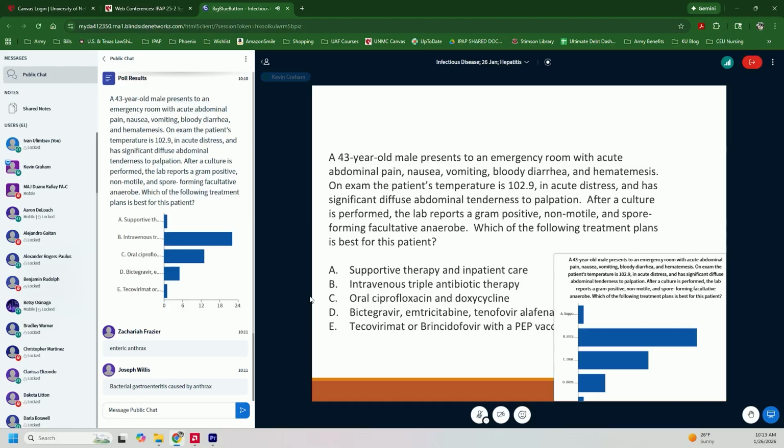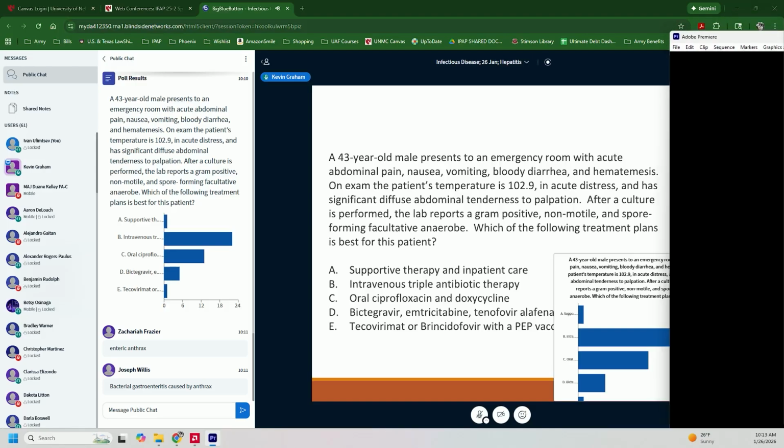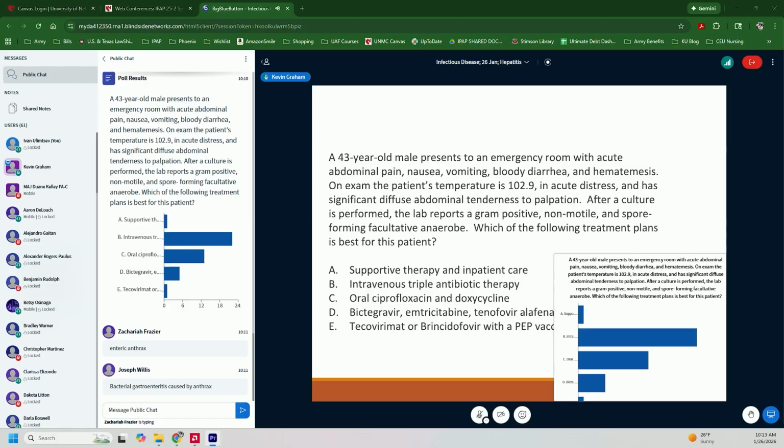Now, supportive therapy and inpatient care, is that helpful in this individual? Absolutely. If we get them into the inpatient setting of the hospital, give them IV fluids, we can help them. But in this case, this person doesn't need just 1 but 3 antibiotics to cover the bacteria. Anybody remember the name of the bacteria? What's the causative pathogen in anthrax?